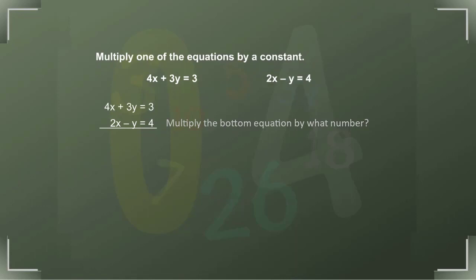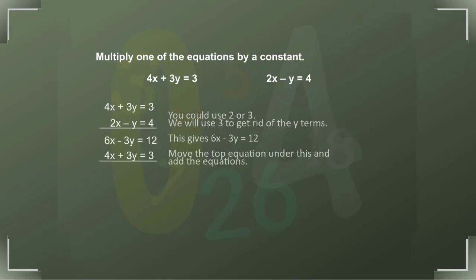Multiply one of the equations by a constant. Multiply the bottom equation by what number? You could use 2 or 3. We will use 3 to get rid of the y terms. This gives 6x minus 3y equals 12.